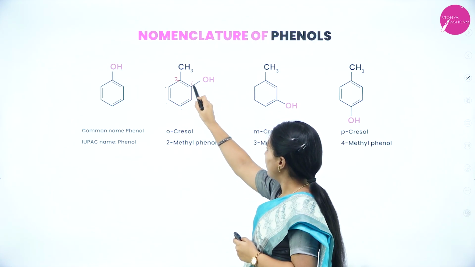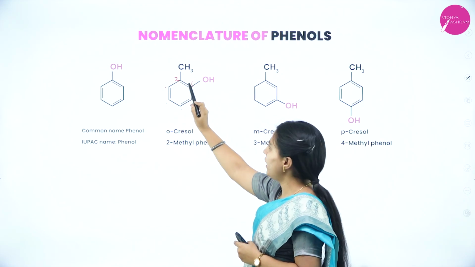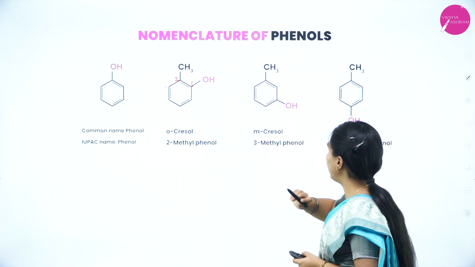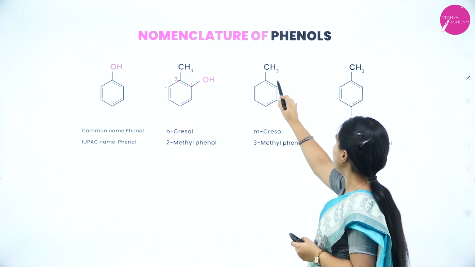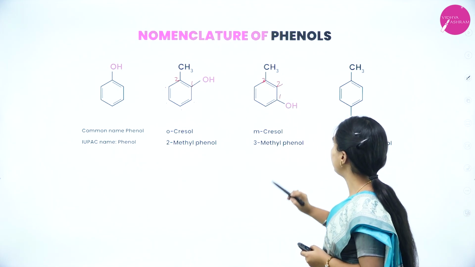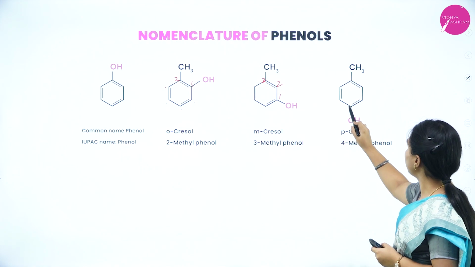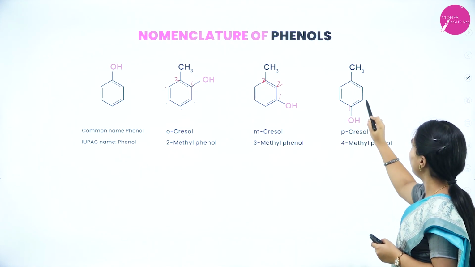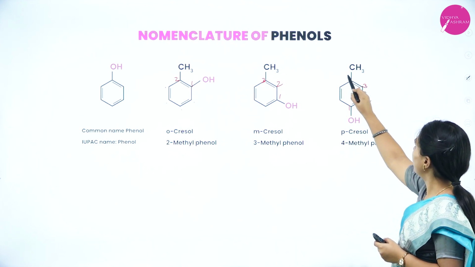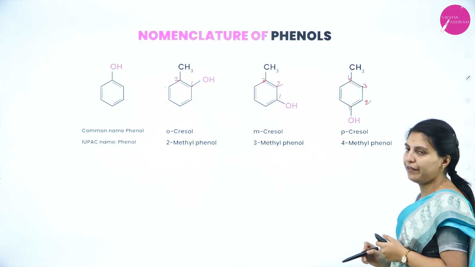Okay, first the hydroxyl only and next the methyl. So 2-methyl phenol, and here 1, 2, 3, so 3-methyl phenol. And this one you can take from this side or this side. We'll take here 1, 2, 3, 4: 4-methyl phenol.